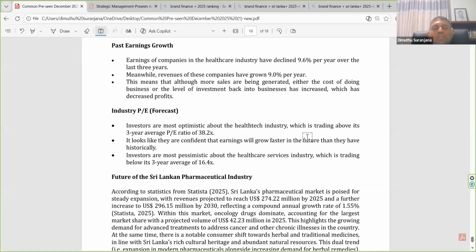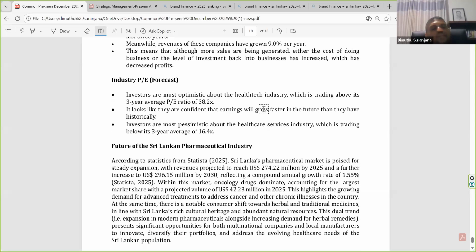No? This means that although more sales are being generated, the cost of doing business, so the level of investment back into the business, has increased, which has probably decreased earnings. Finance cost has now increased.